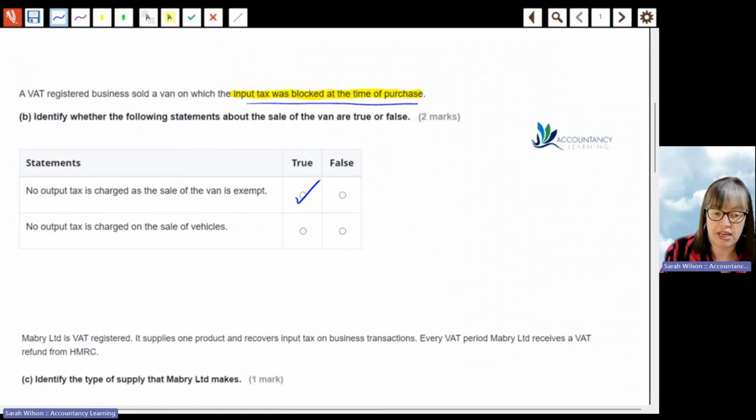The second statement we're given is: no output tax is charged on the sale of vehicles. So this is false, because there are times when output tax can be charged on the sale of vehicles. It's just in this particular question, the van that was sold had the input tax blocked, so it becomes exempt. But there are other situations where output tax can be charged on the sale of vehicles.